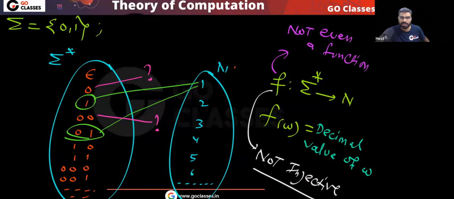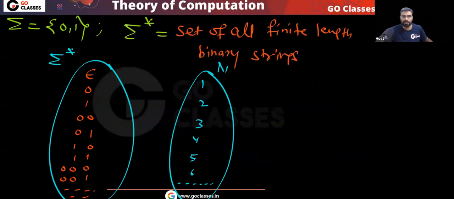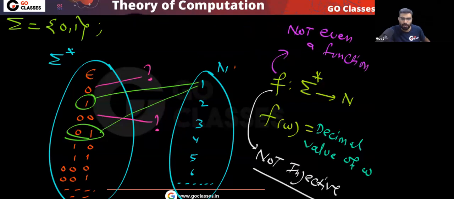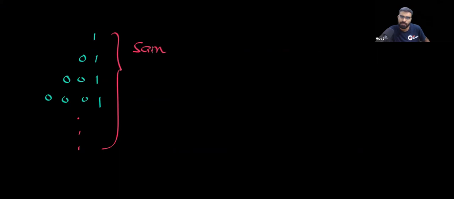So give me some other idea. Okay, let me give you the idea. See, there is a problem I need to take care of. For example, 1, 0, 1, 0, 0, 1 have the same decimal value, right? Did you notice? They have the same decimal value.